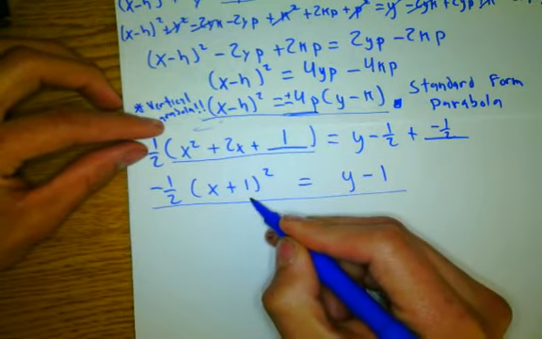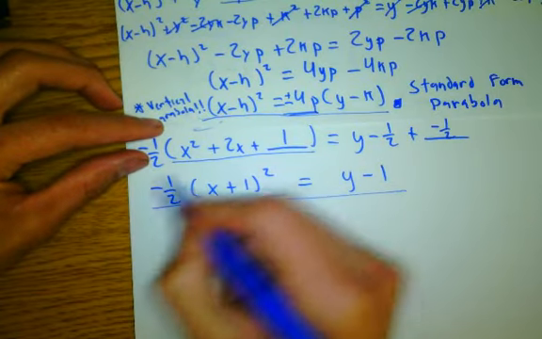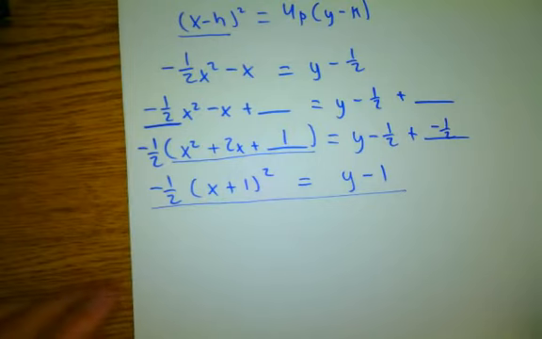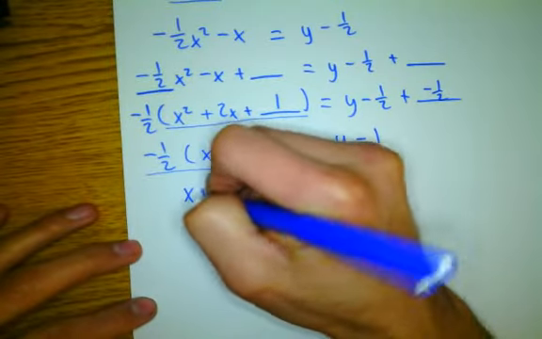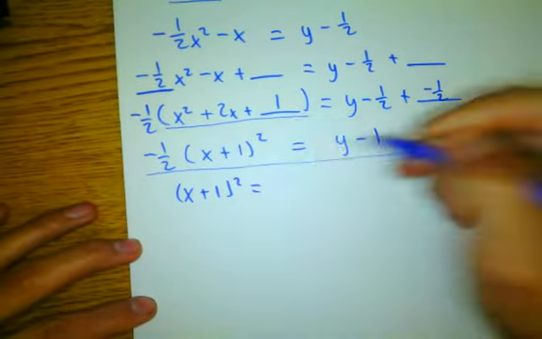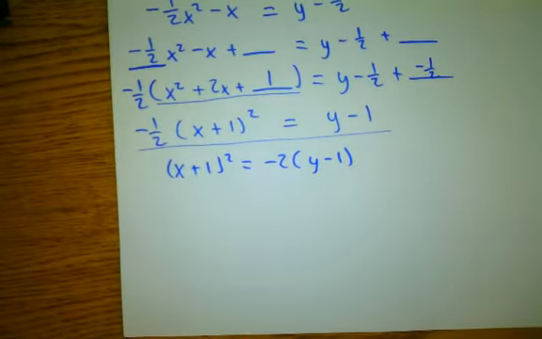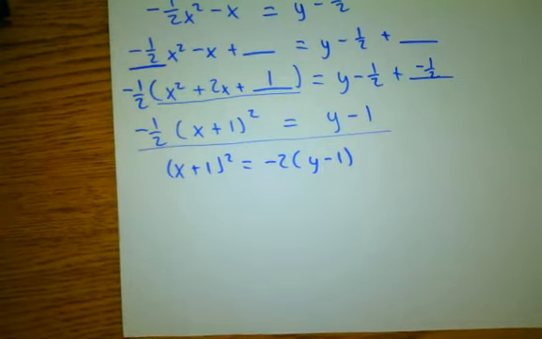So how would I get rid of that negative 1/2? Divide it out or multiply by negative 2. Yes? If I multiply by negative 2, I get x plus 1 squared equals negative 2 times y minus 1. Now, why did I not multiply it in? Why did I do negative 2? Because we need that 4p. We need to know what 4p equals. If you multiply it in, you're not going to be able to know what 4p is.